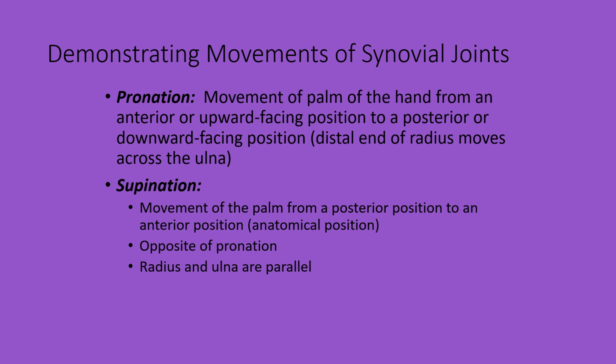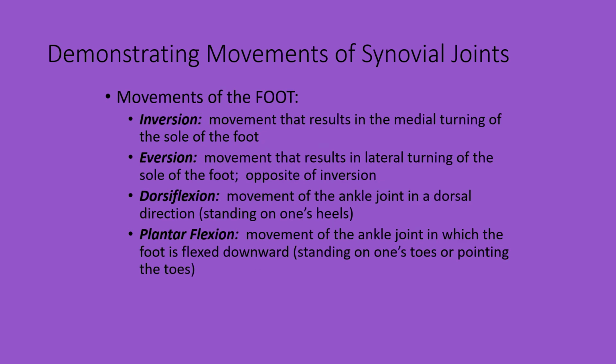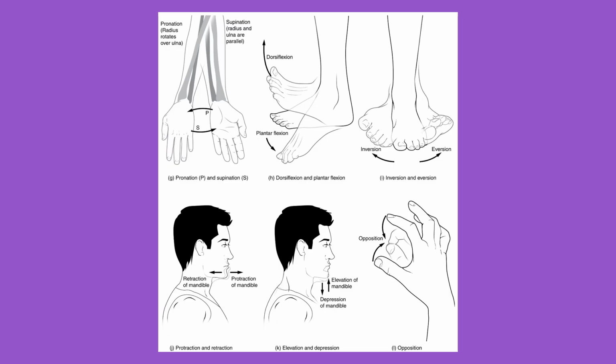Pronation and supination, these are using the arm, and you're looking at the hand. How are you moving it? Look at the palm. And then with the foot, you've got inversion, eversion, dorsiflexion, and plantar flexion. So once again, pronation and supination, and then you can see on the diagrams, with the foot, dorsiflexion, moving those toes up, plantar flexion, pointing it down, and how you're angling the sole of the foot.